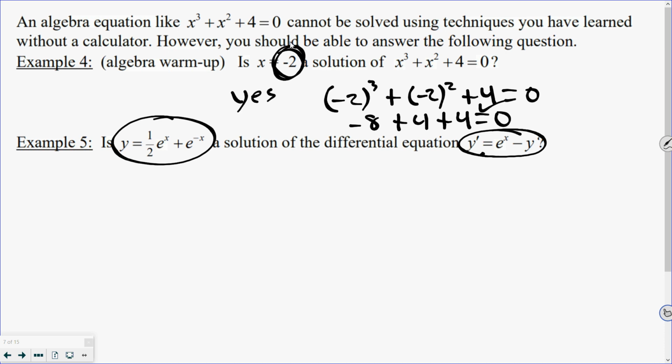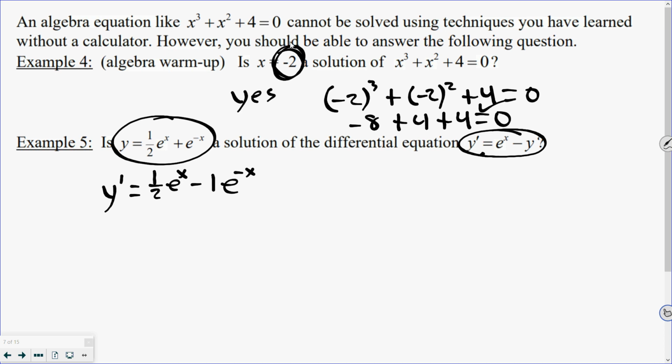Well, to find that out, it has a y prime over there. I need to figure out what y prime is equal to. So let's solve for y prime. So y prime equals, just take the derivative. 1/2 e to the x, you take the derivative, it's still 1/2 e to the x. Okay, take the derivative of e to the negative x. Well, the derivative of negative x is -1, so that drops down. That's my chain rule factor. So there's my derivative right there.